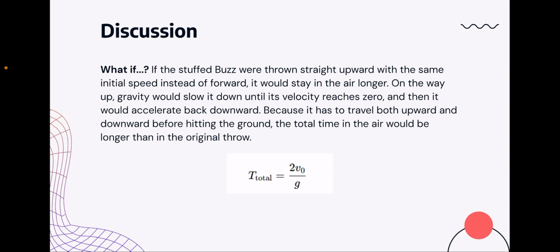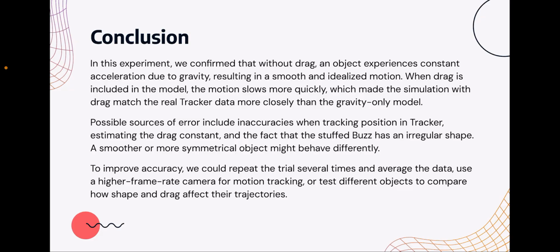For the what-if question, I considered what would happen if the same object were thrown straight upward instead of forward with the same initial speed. In that case, it would stay in the air longer because gravity would slow it to 0 first. Then it would accelerate downward again since it has to travel both up and down. The total time is greater than in the original throw. The total time in that case would be 2 times the initial velocity over g.